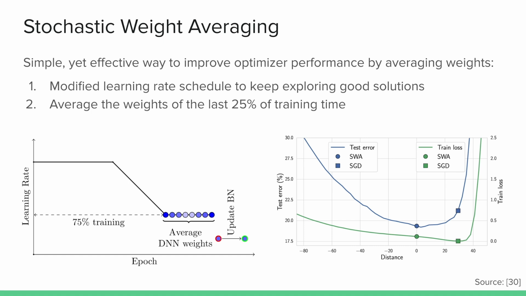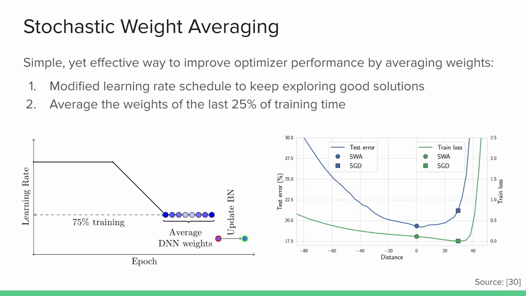And once we're done with the last 25% of our training, we take those snapshots of those weights and we average them and compute the average values. And as you can see here, also for batch normalization, this would require some special handling, but I'm not gonna get into those details.